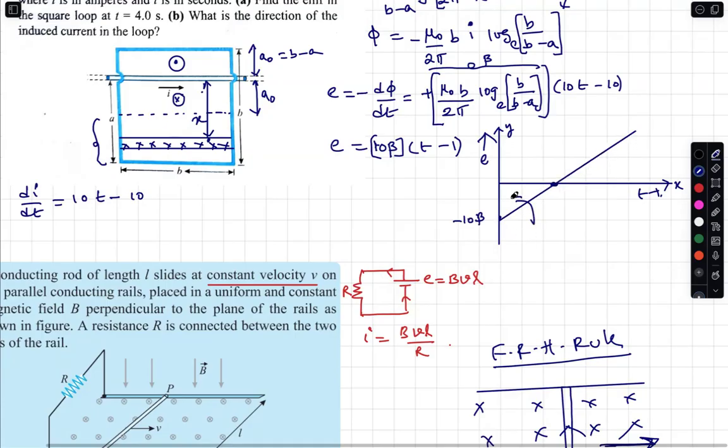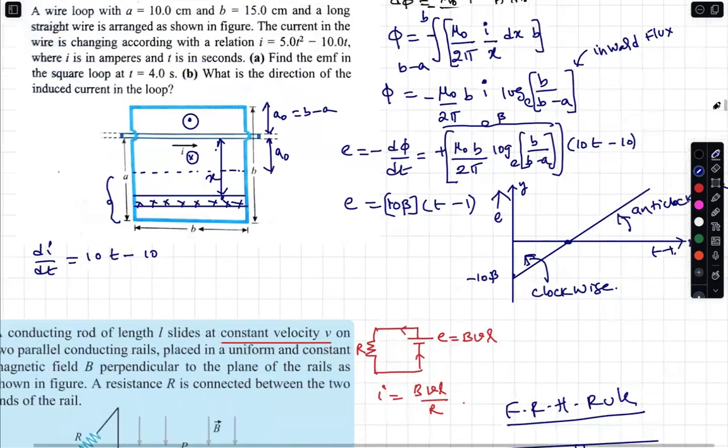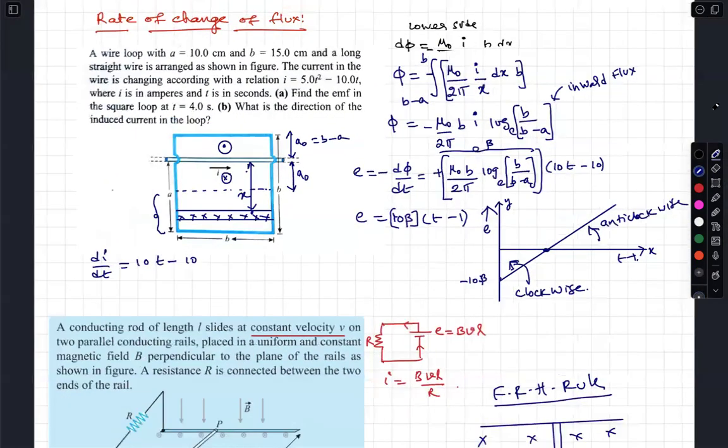EMF negative means the current goes in the clockwise sense. Positive EMF means anti-clockwise sense. That's the deal. So for t greater than 1, the current in the loop is anti-clockwise. Whatever value you want, just substitute in that.